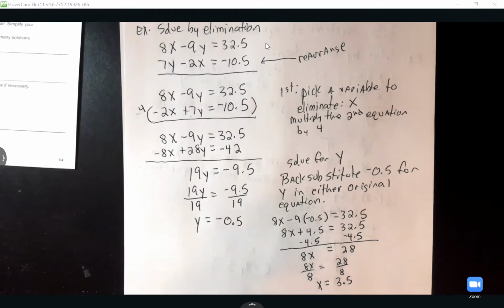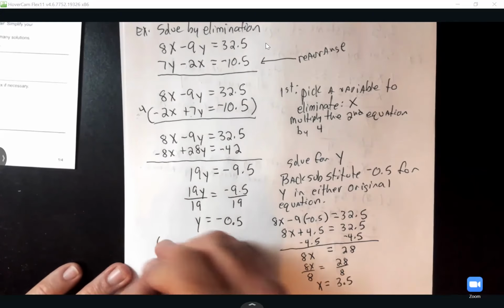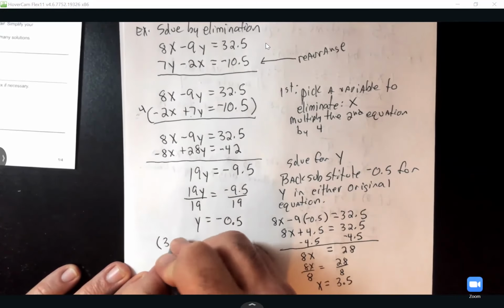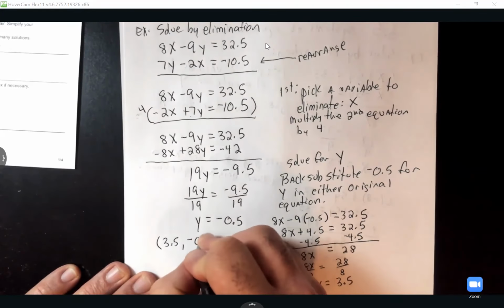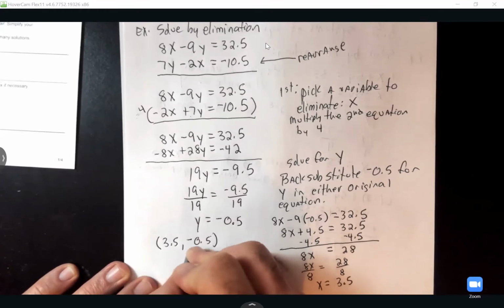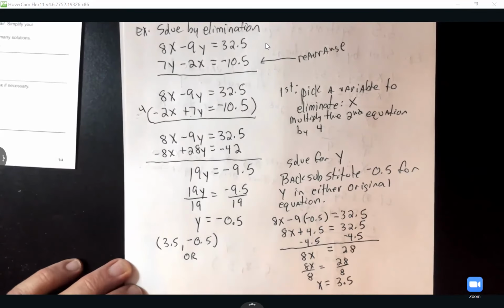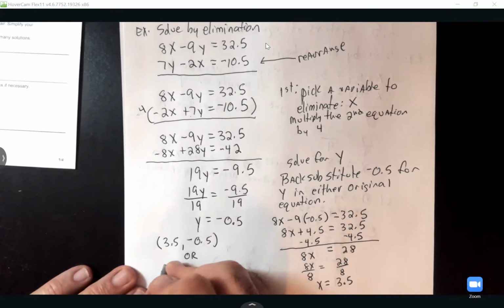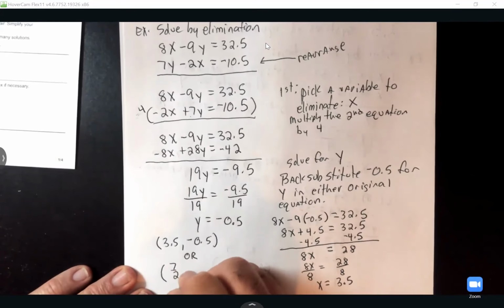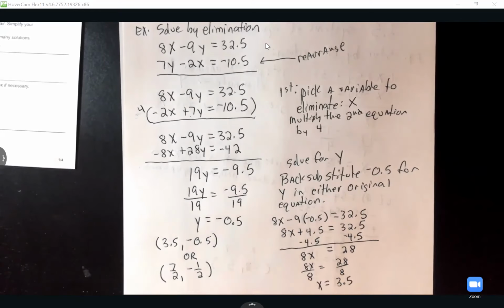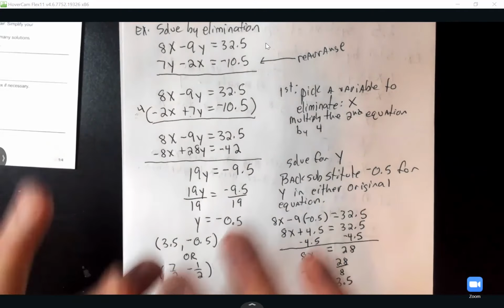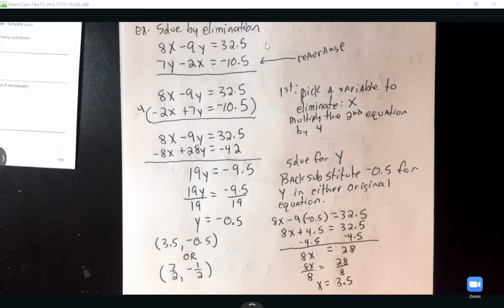Now, so I'm going to do minus fractions, 3.5 and then a negative 0.5. But if you work it as fractions, MATLAB will take 7/2 and a negative 1/2. Okay, MATLAB takes it either way. So y'all, that was tricky, right?